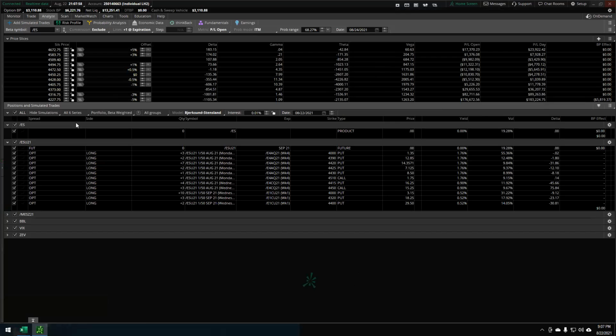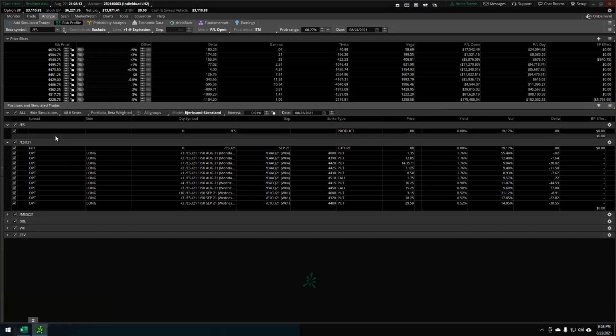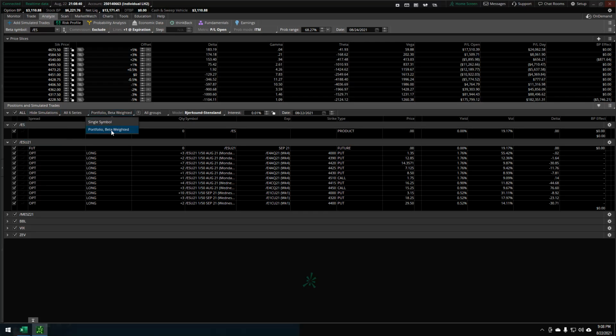Okay. So if you go to Analyze, Risk Profile in your TOS, you are able to analyze your portfolio in terms of risk reward. You're gonna make sure that where it says hide, you put hide simulations, because that is gonna hide as many simulations or trades that you tried to do and didn't fill. And then you're gonna go here to portfolio beta weighting.